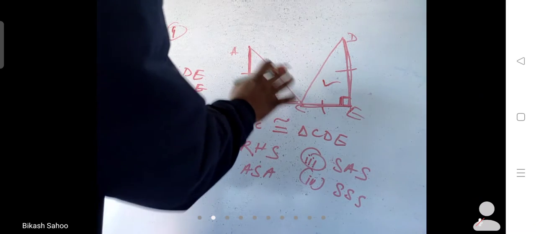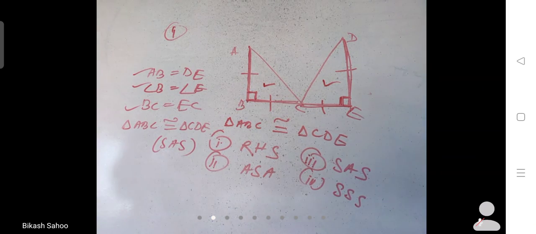Here the hypotenuse is not equal and not given. So the two triangles are congruent by the property of side, angle, side. Okay.